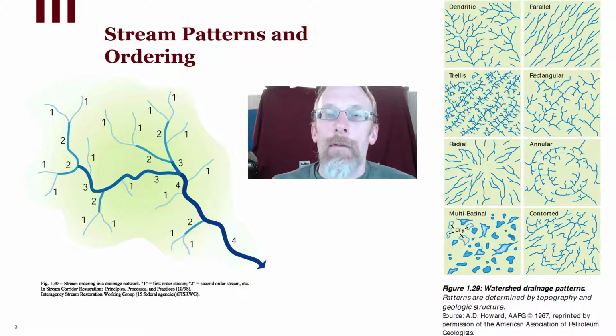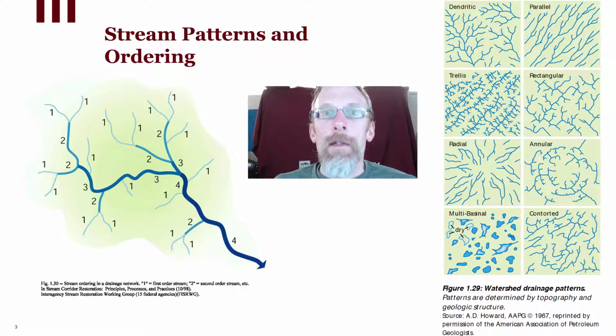It's not hard to guess that radial and annular probably form where we have a conical mountain. Like, you can think about a big volcano. It doesn't have to be just a volcano, but any big conical mountain where you have a central high point and all the streams drain away from that central point.